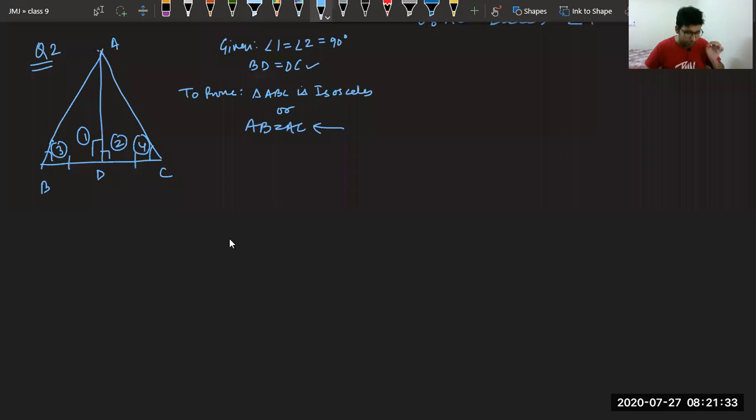If somehow we prove angle 3 and 4 are equal, we can say that the sides opposite to these angles are also equal. Now tell me, in which two triangles do you find angle 3 and angle 4? Please tell me fast.